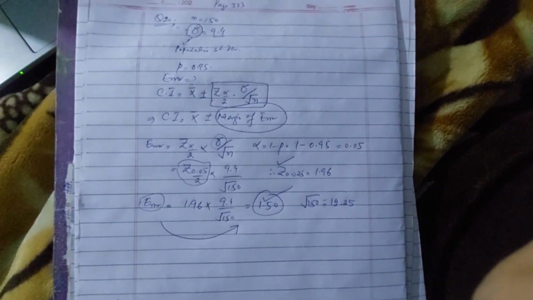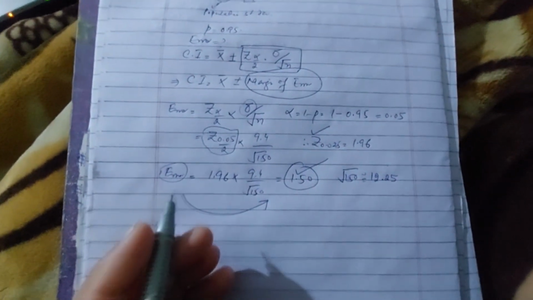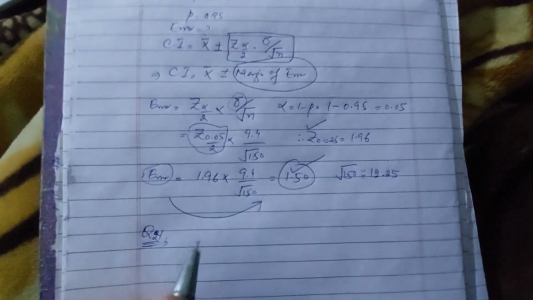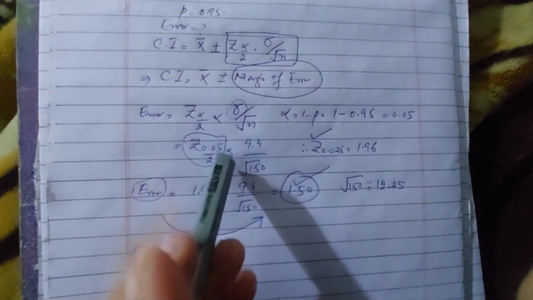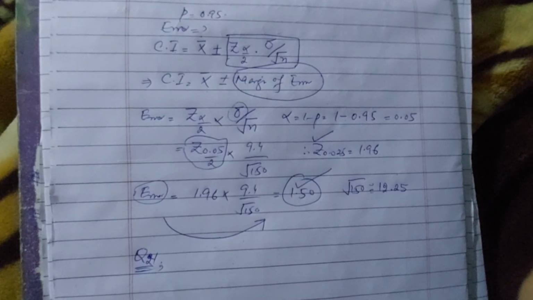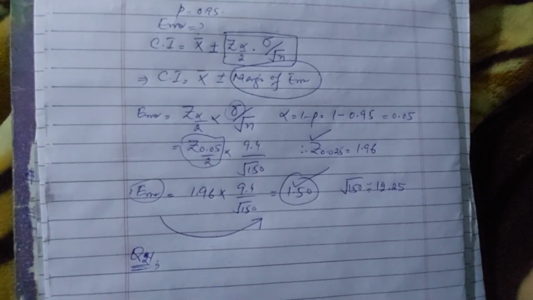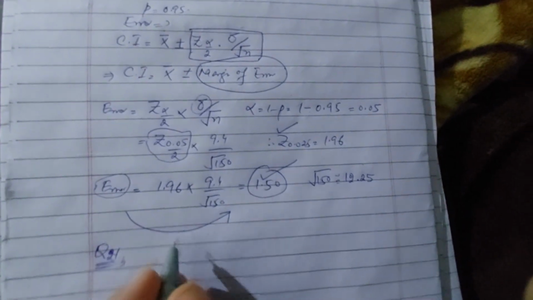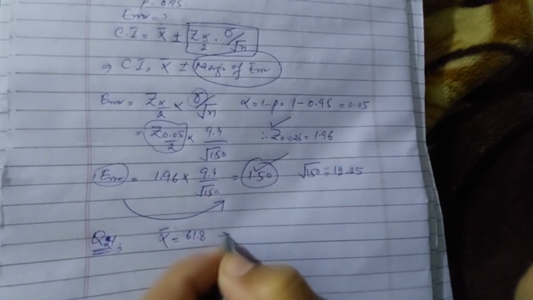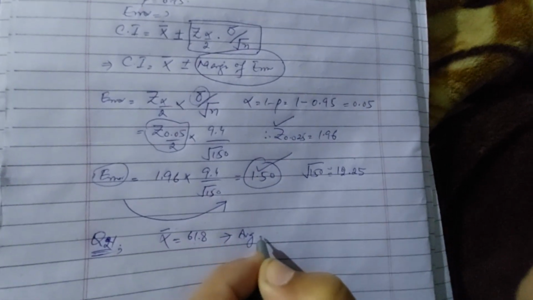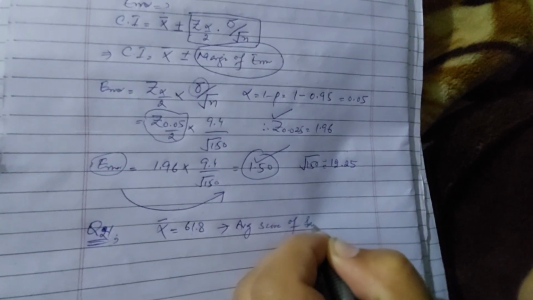Now moving to question number 21. Question number 21 says that with reference to question number 20, using this data, suppose that the district official takes her sample and gets x bar equal to 61.8. So now x bar is equal to 61.8, which is the average score of the sample.